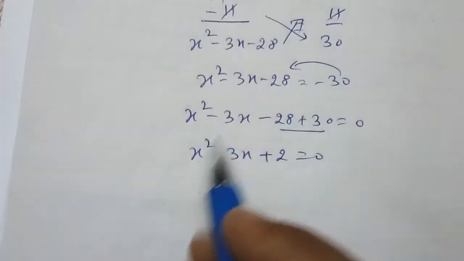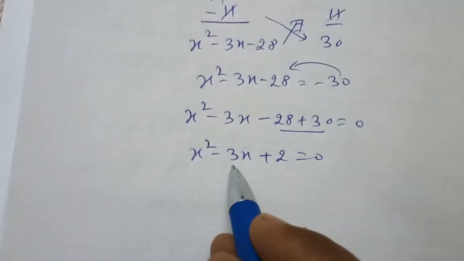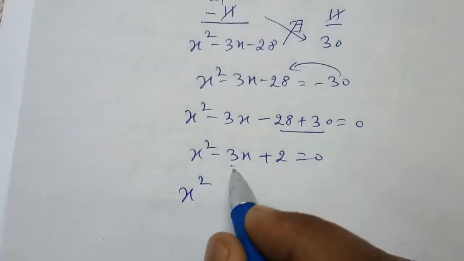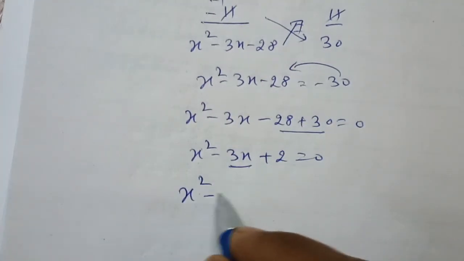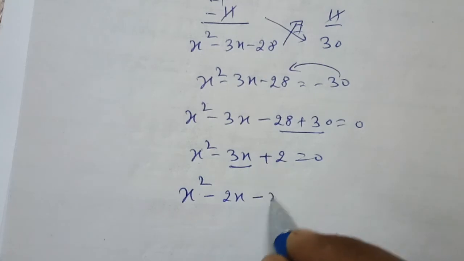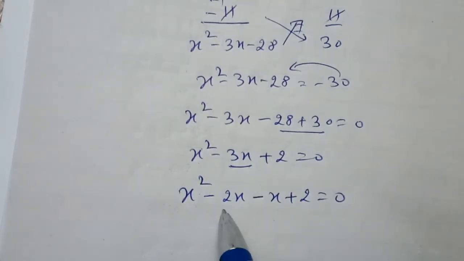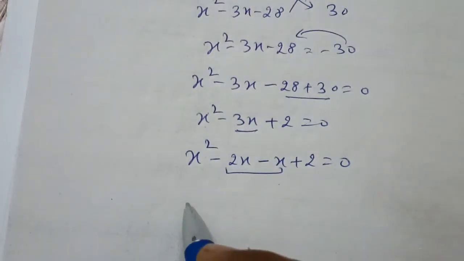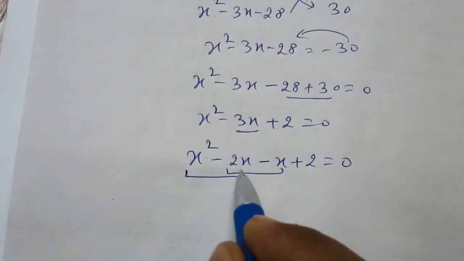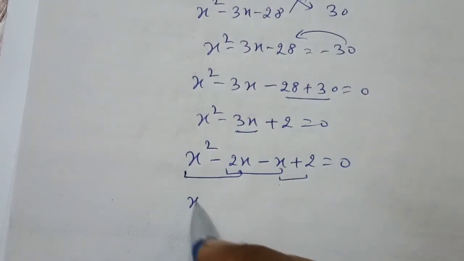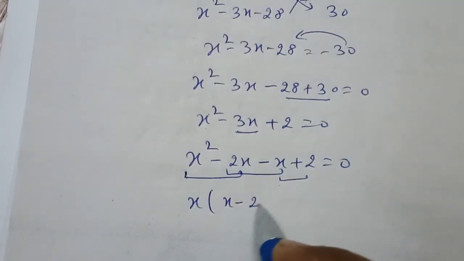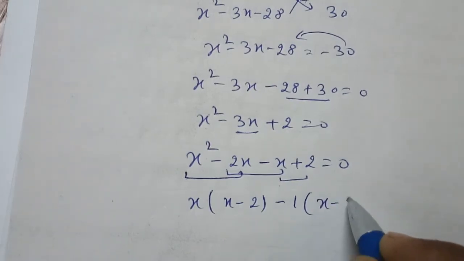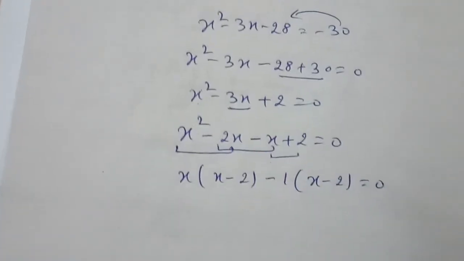Now, because this is a quadratic equation, we will solve it by middle term splitting. It is easy. By middle term splitting we will get minus 2x minus x plus 2 equal to 0. So these are the terms we get by middle term splitting. Now there are two pairs here. From the first pair we take x common, so it is x minus 2, and from the second pair we take minus 1 common, so again we get x minus 2.